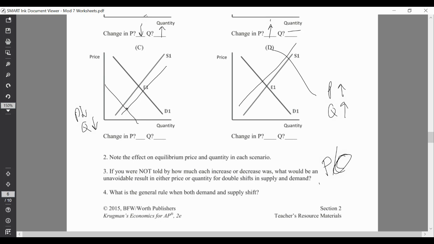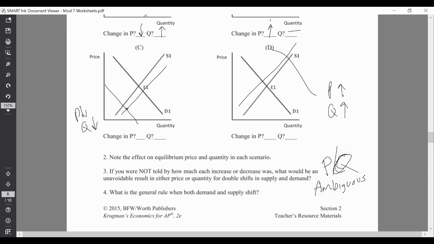All right, so either the price or quantity, one of them, if we have two shifts, one of them will be ambiguous. I think I spelled that right. So, what is a general rule for both demand and supply shift? If simultaneous shifts occur, either price or quantity will be ambiguous or indeterminate.